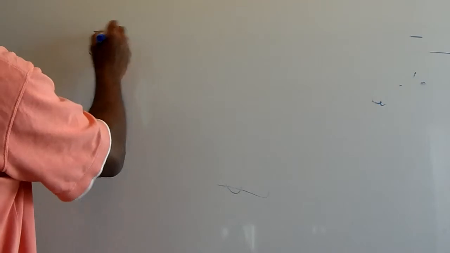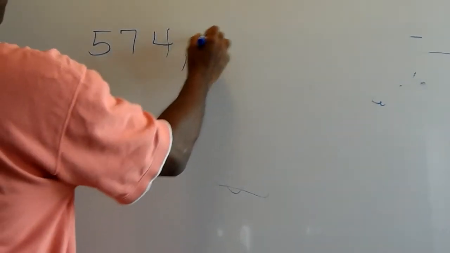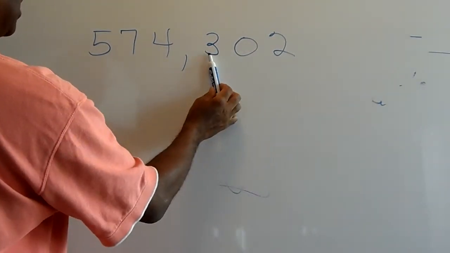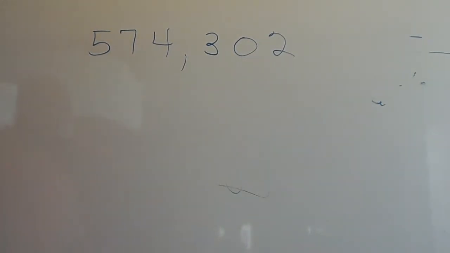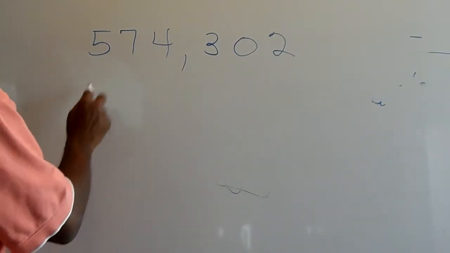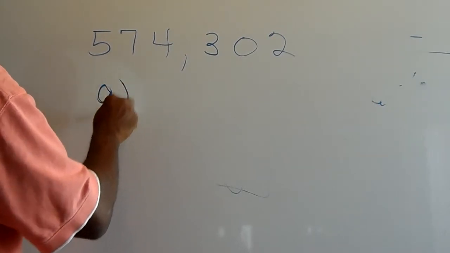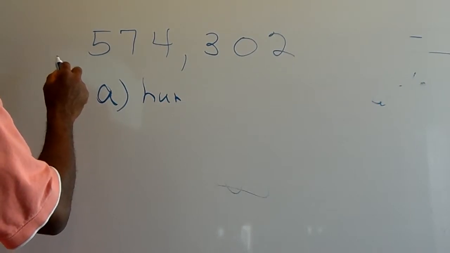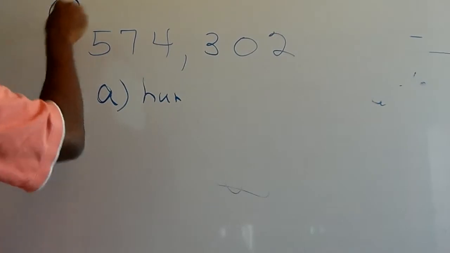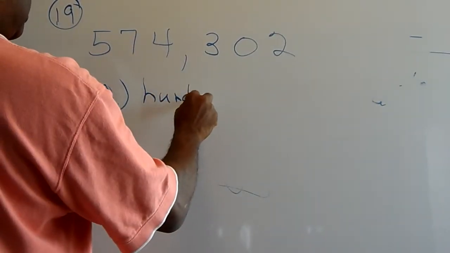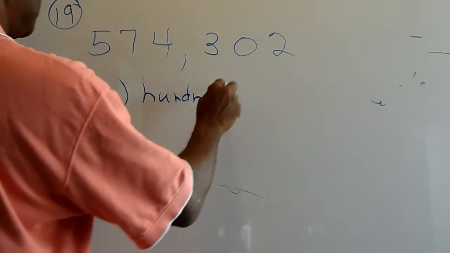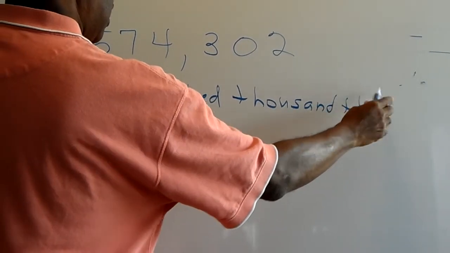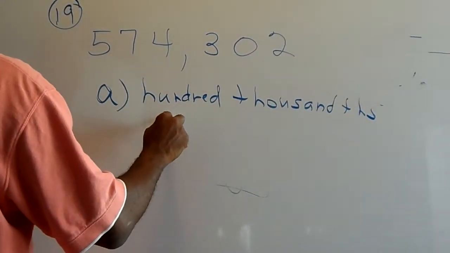The number is 5, 7, 4, 3, 0, 2. Now remember the positions. Ones, tens, hundreds, thousands, 10,000s, 100,000s. And so we would see that A, the digit that's in the hundreds, thousands position, this is problem number 19. Let's make sure we keep the numbers up here. The hundreds, thousands position would be 5.